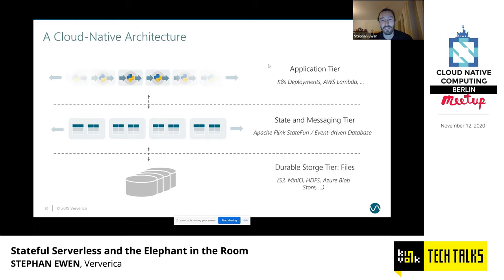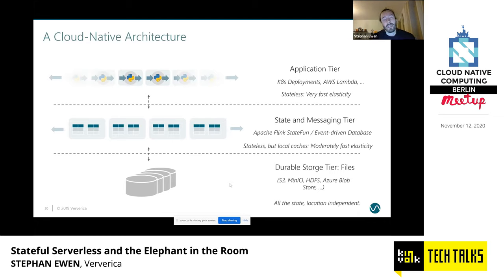We have the application tier, which is just arbitrary user code on something like a stateless deployment or on Lambda. Then we have this state and messaging tier, which is Flink or something else that follows this paradigm. And then we have basically durable storage. The durable storage here is a completely separate thing, right? Storage is not part of the middle tier of the state and messaging tier. The middle tier doesn't assume any durability of its local disks or anything. It uses them a lot for caching, but it really assumes durability only of this durable storage tier, which in turn really just has to store files.